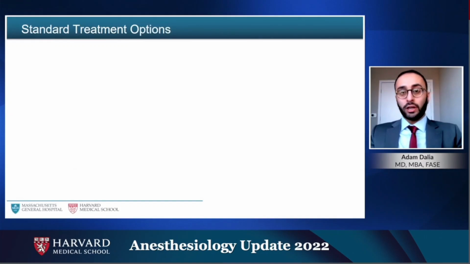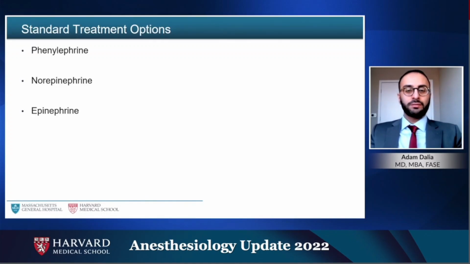So how do we treat a low blood pressure, which may then deteriorate into vasoplegic shock? With low blood pressure, we always start off with our standard treatment options. So phenylephrine, norepinephrine, epinephrine, and then potentially adjusting our anesthetic. And so these are some of the treatment options we use for hypotension and potentially for early onset of vasoplegia.